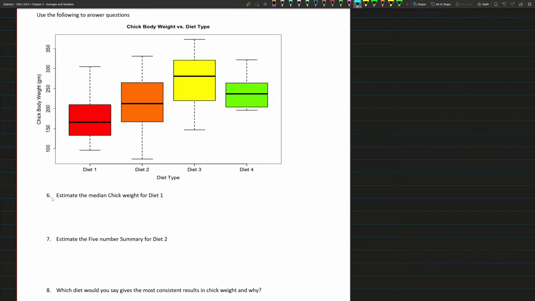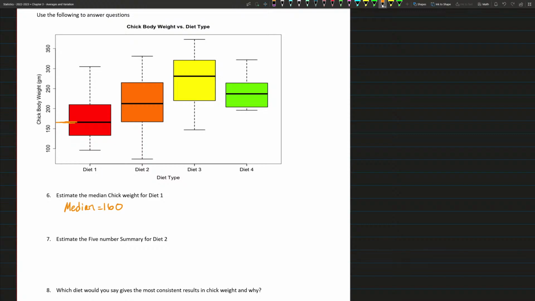So part number 6 says estimate the median chick weight for diet 1. So the median, that is this bar, right? I would say that bar is probably like 160. It doesn't have to be exact, but it should be pretty close to 150, but not 150. So 160 works.